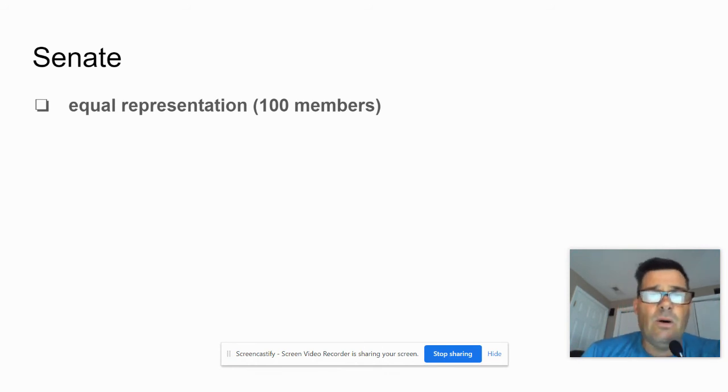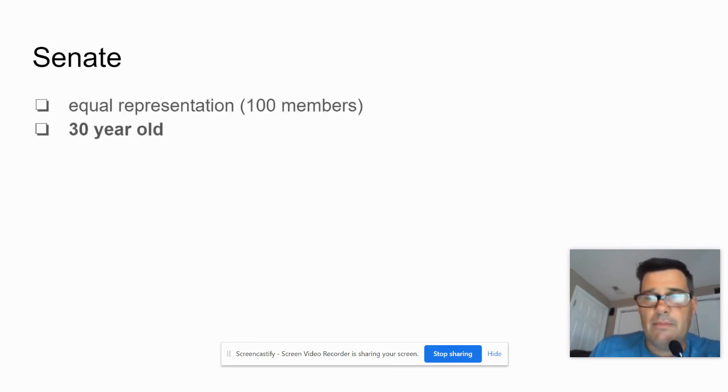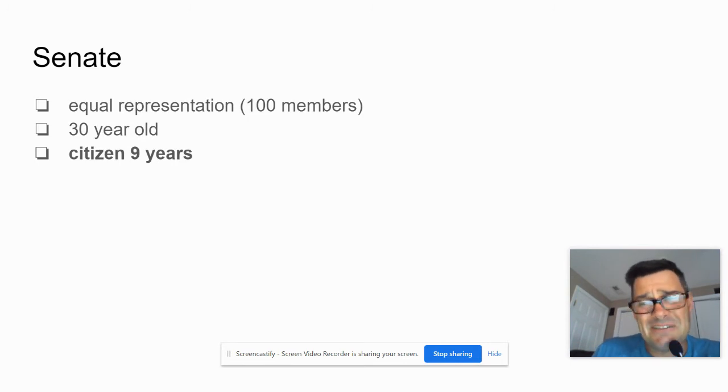The Senate. Remember the Great Compromise: the Senate was going to have equal representation, while the House had representation based on population. There are 100 members, 2 per state. If we add any more states, of course, there'll be more. You have to be 30, so you have to be older than in the House. You have to be a citizen for 9 years, not 7. So the Senate is supposed to be a little more cerebral, a little more mature, a little more deliberate.